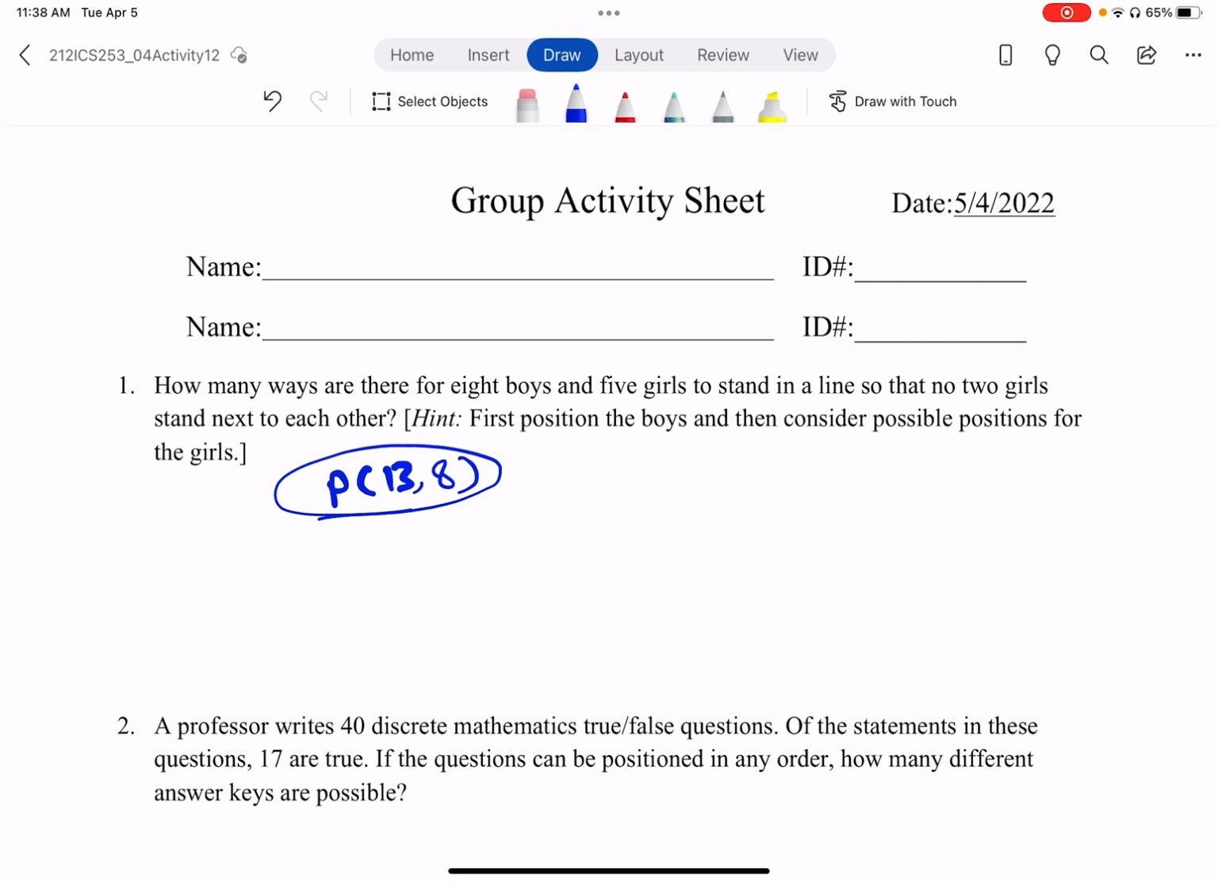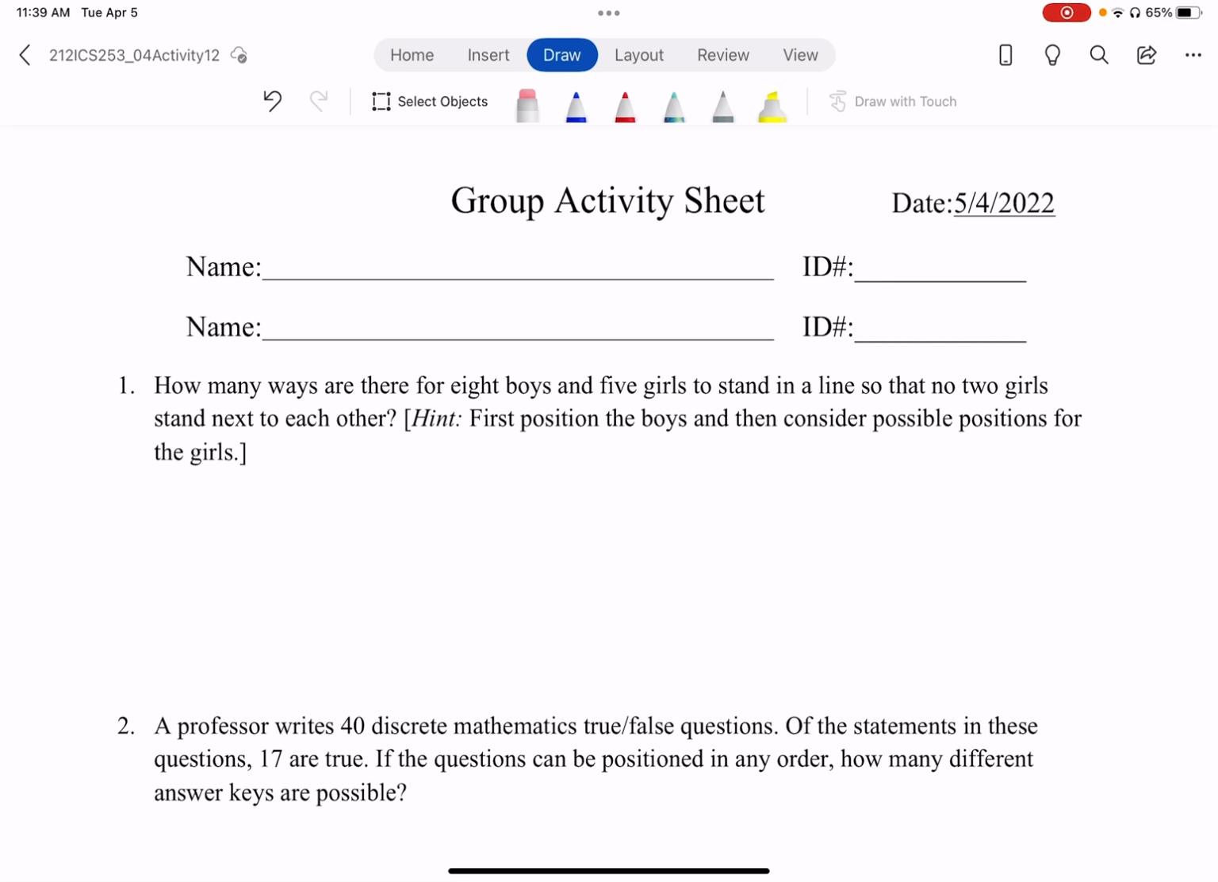Do you agree with this answer? You don't agree? Why not? What's wrong with this answer? It says here, I cannot have 2 girls next to each other. So you really did not use the hint that was given in the question. If I want to use the hint, first we need to place the boys, right?